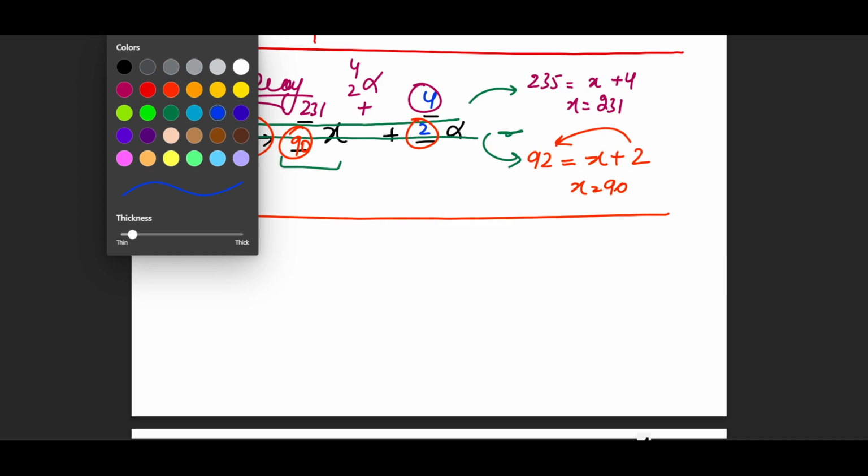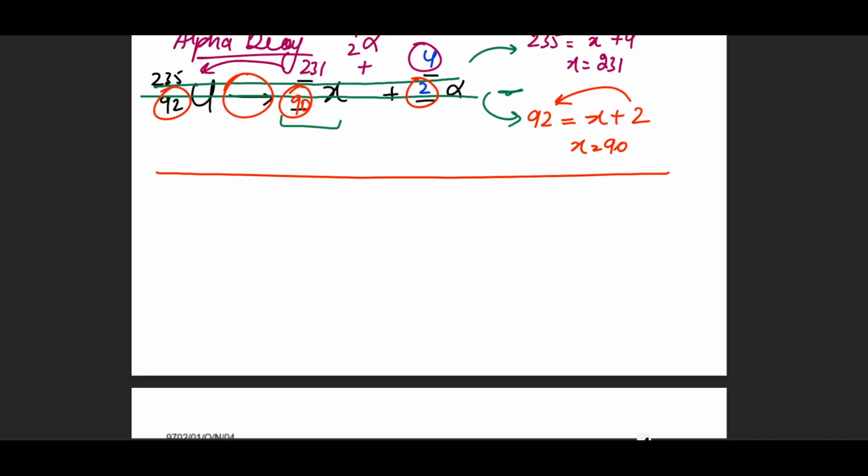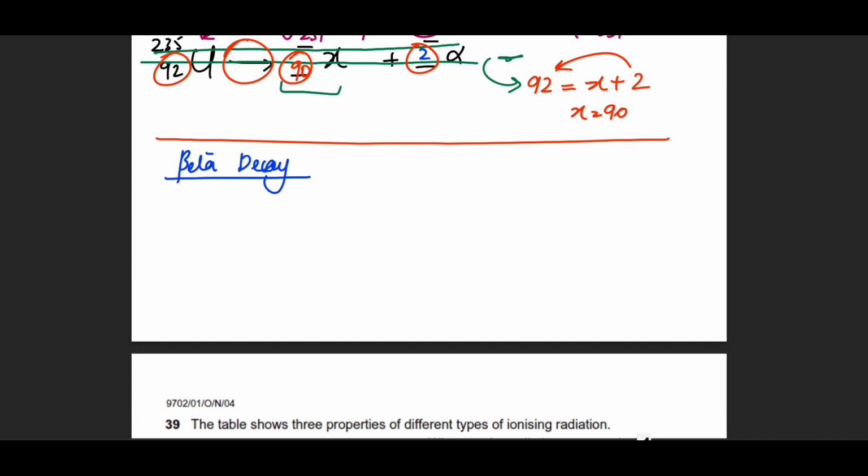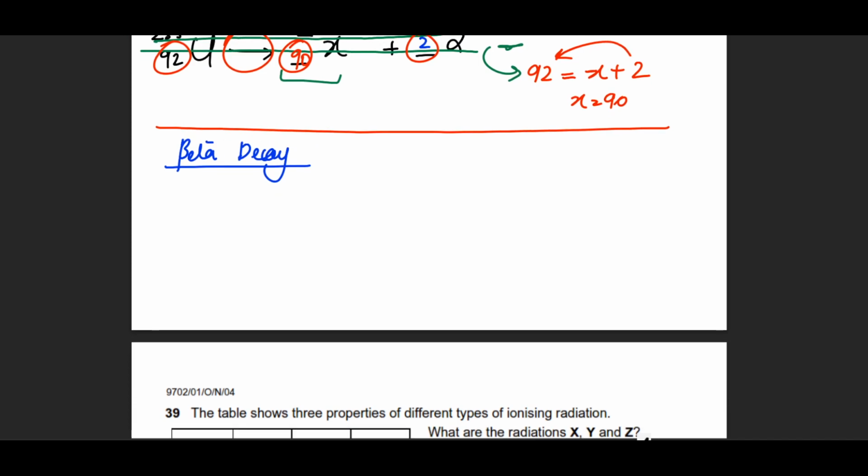Similarly, let's move on to beta decay. Now, I will not go into details of beta decay right now because that is going to be a part of the next part of this lesson. So just bear with me. I will discuss this radiation or this decay in detail. But anyways, for the sake of simplicity, I'm going to simply write down a simple equation so that whoever is just trying to understand decay equations can understand how to solve them.